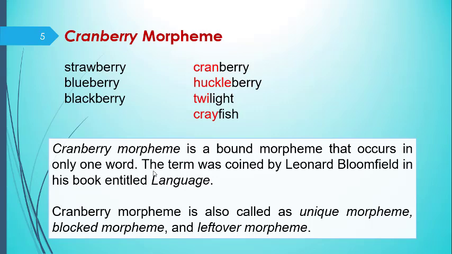What is cranberry morpheme? If you take a look at this group of words on the left side, strawberry, blueberry, blackberry, they are all compound words, right? Straw and berry, blue and berry, black and berry. Straw has its own meaning. Berry also has its own meaning, same like blueberry and blackberry. However, let's take a look at the words on the right side. Cranberry, huckleberry, twilight, or crayfish.